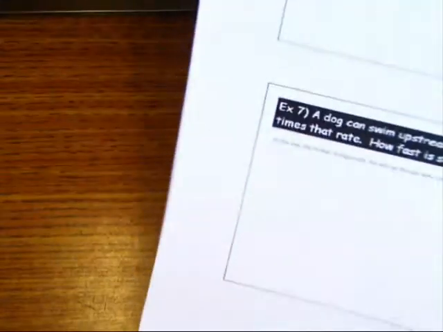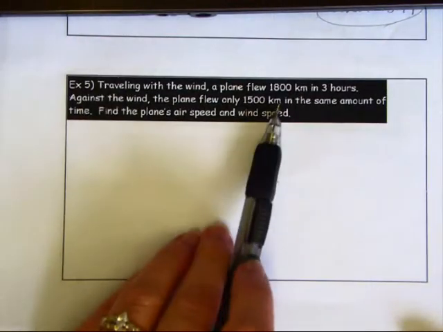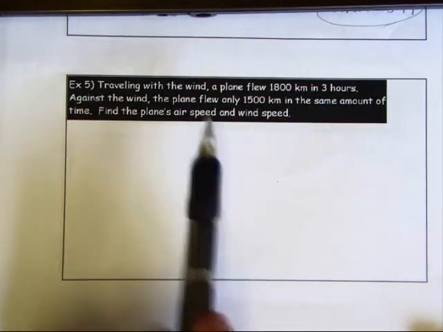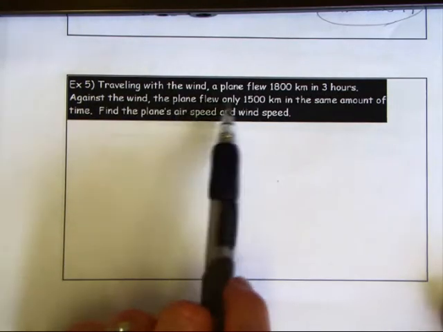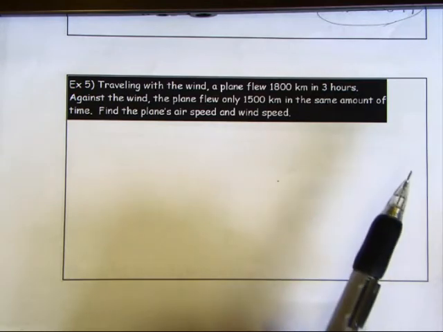Okay, moving on. What do we got? 3 more. We can do this. Okay? Example 5. Traveling with the wind, a plane flies 1,800 kilometers in 3 hours. Traveling against the wind, it only flew 1,500 kilometers in the same amount of time.